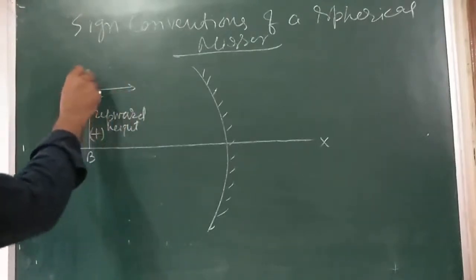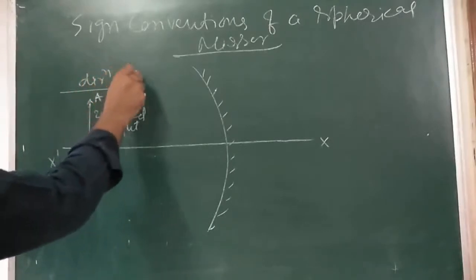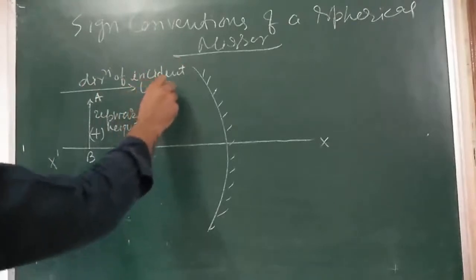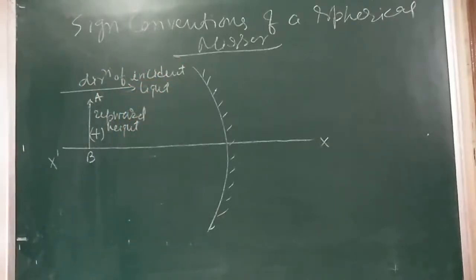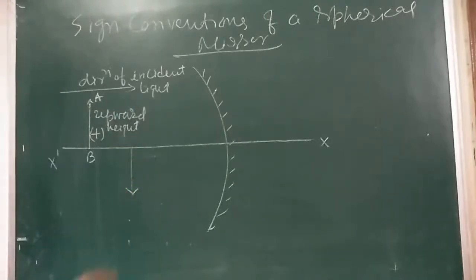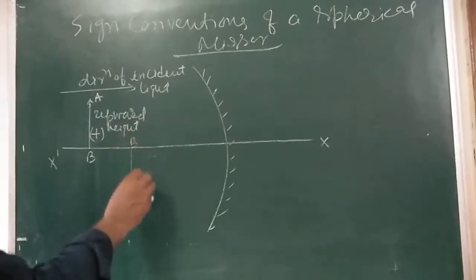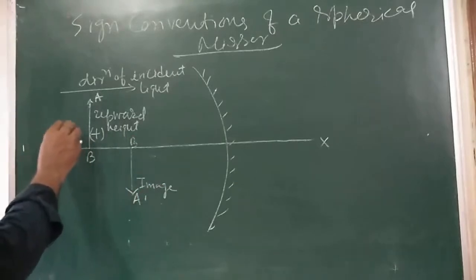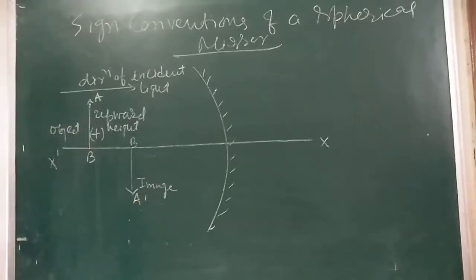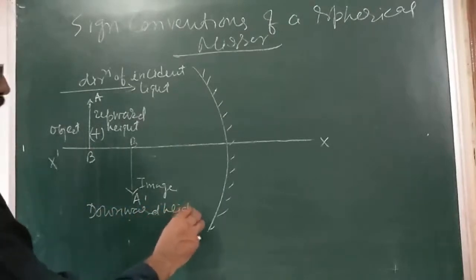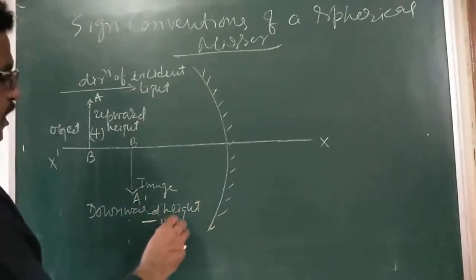Direction of incident light is this one. Here is the image, that we say A dash B dash. Here is the image. Here is the object. It is downward height. This downward height will be taken as negative.